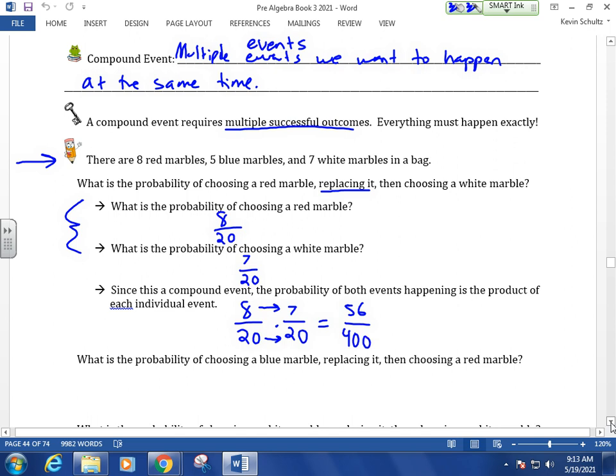So tying back to theoretical probability, the theoretical probability of choosing a red marble and then a white one is, if you did this 400 times, you would be successful 56 times, theoretically. Does that mean it's guaranteed to happen that way? No, right? Because that's theoretical. And then you could simplify this. You could write this as a percentage. Let's write this as a percentage. 56 divided by 400.